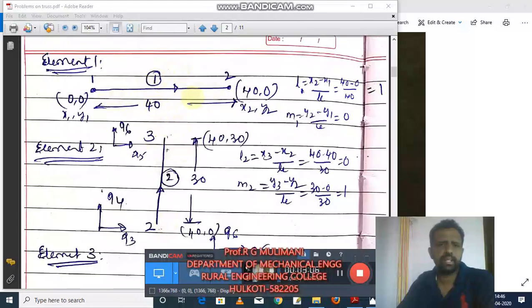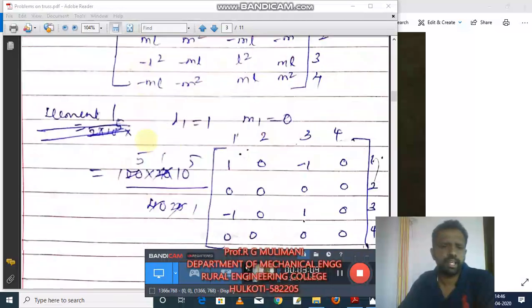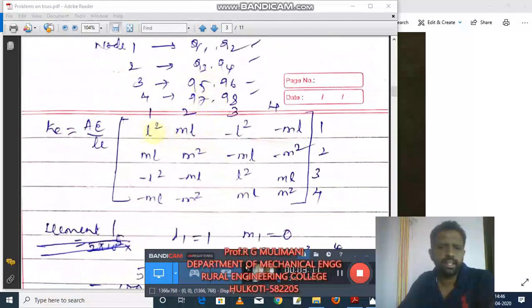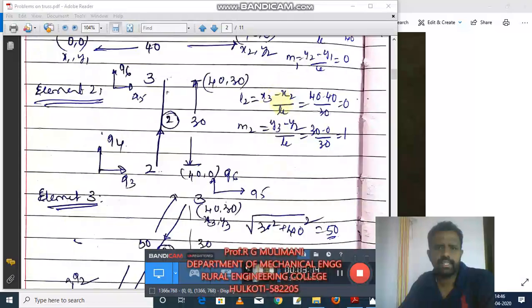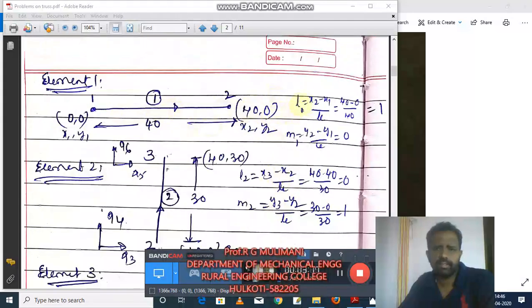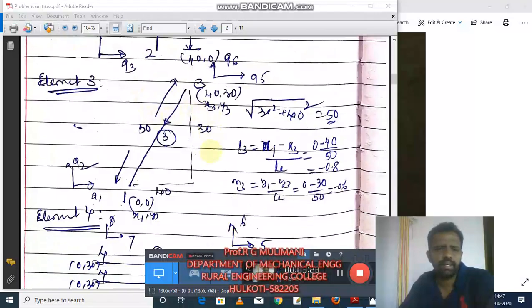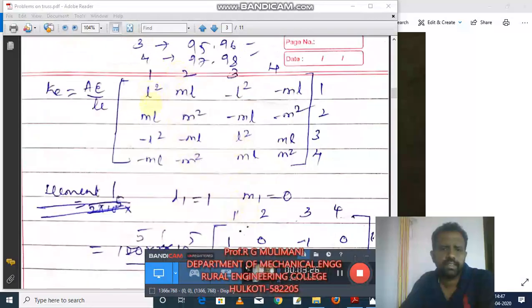What is the length of element 1? It is 40 mm. AE by L. See here, L square. What is the L value here for element 1? The direction cosine L is 1 and M is 0 for element 1. Similarly, L square is 1 square, which is 1. M is 0, L is 1. Again the L value is 1, so L square is 1. So it is into minus 1. Minus M value is 0, and 0 into any value is 0.